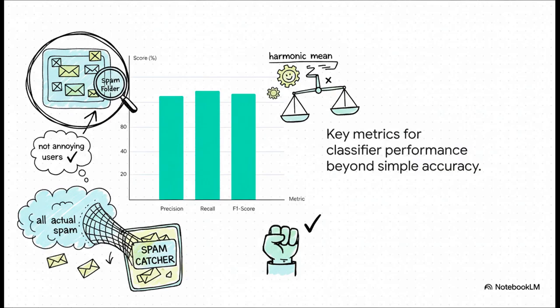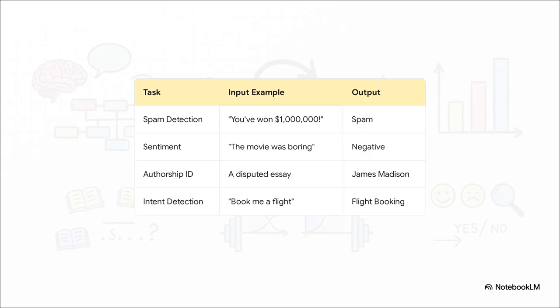Precision asks, of all the emails I flagged as spam, how many were actually spam? You want this to be high so you're not bothering people. Recall, on the other hand, asks, of all the real spam that came in, how many did my filter actually catch? You want this to be high too so your filter works. And the F1 score? That's just a nice way to combine both into a single number that gives you a balanced view.